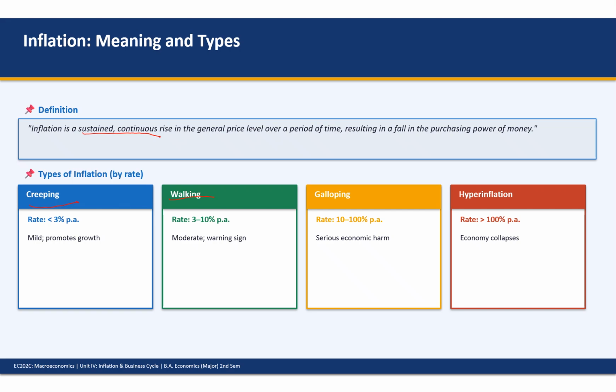The third type of inflation is known as galloping inflation, where the rate rises between 10 and 100% per year. This is a serious condition because it creates instability in the economy and harms consumers, producers, and investors. And the final type is hyperinflation, where the price rise is above 100% per year. This is the most dangerous form of inflation and can lead to economic collapse if it is not controlled.